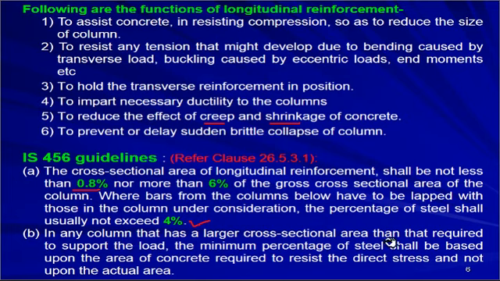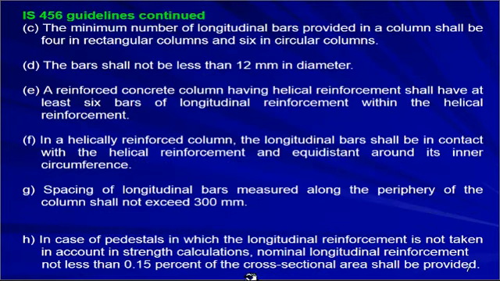The second point: in any column that has a larger cross-sectional area than that required to support the load, the minimum percentage of steel shall be based upon the area of concrete required to resist the direct stress and not upon the actual area. Sometimes a larger column size is provided. In that case, this minimum percentage of 0.8 must be calculated based on the required area and not the provided area.